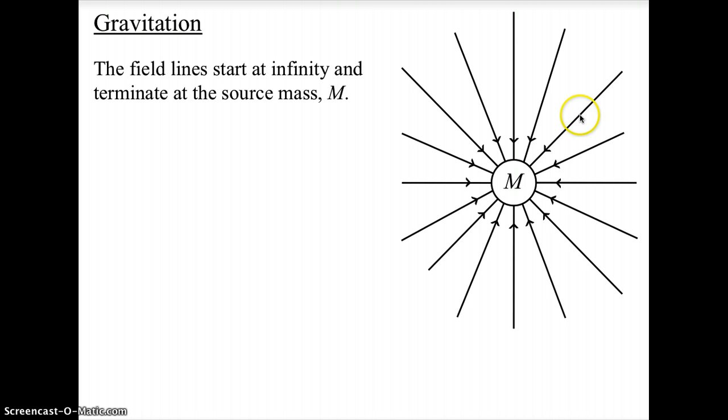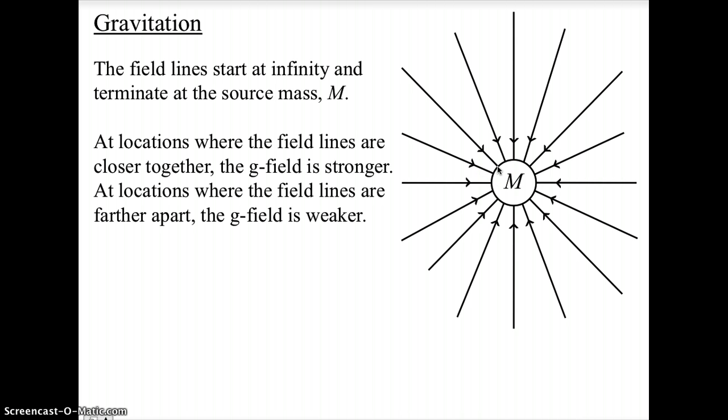Now, these field lines, even though we show them starting somewhere on the page, like right here is where this one starts, they actually start all the way out here beyond the edge of the paper at infinity. And they travel all the way down along the paper, and they terminate at the source mass, m. At locations on the page where the field lines are really close together, the G field is stronger. The gravitational field is stronger. At locations where the field lines are farther apart and more spread out, the G field is weaker.